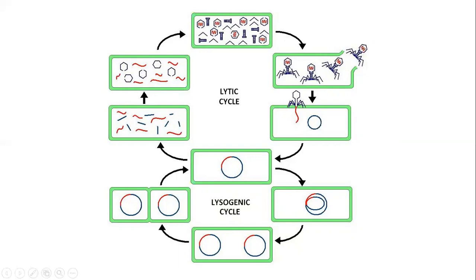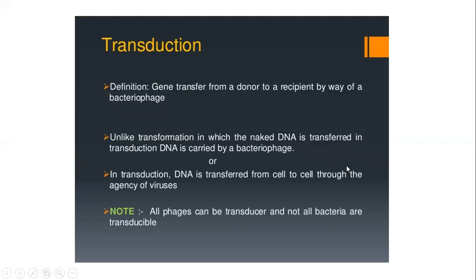In the second pathway, the phage genetic material can be incorporated into the host and undergoes the bacterial life cycle. And when the adverse condition comes, it goes to the lytic cycle to produce numerous phage particles. Basically, transduction is the gene transfer from a donor to a recipient by way of the bacteriophage.